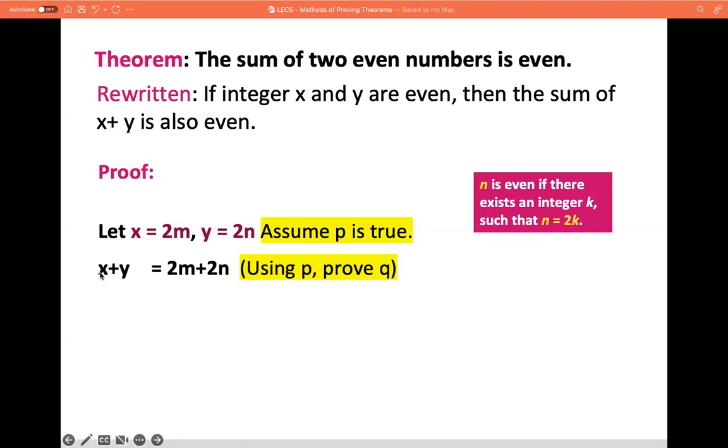So we take the form x plus y, this will be equivalent to 2m plus 2n, and factoring out the 2, we will be left with 2 times m plus n. And it has this form 2k, where k is equal to m plus n. So as you can see, the sum may be factored out with 2 and some number k equals m plus n. So we can say that the sum is an even number. So we have proven that this theorem is true.